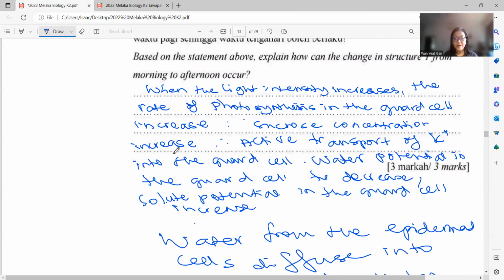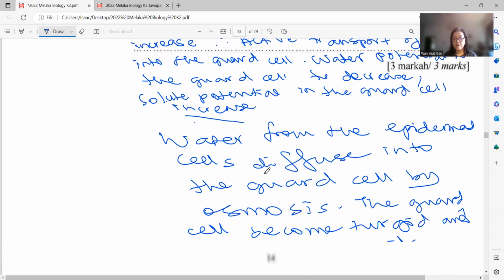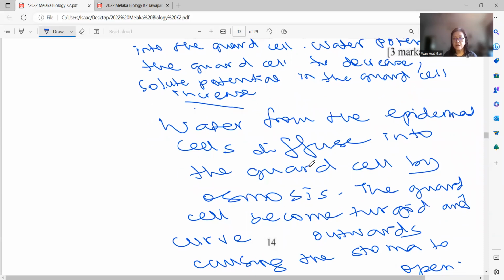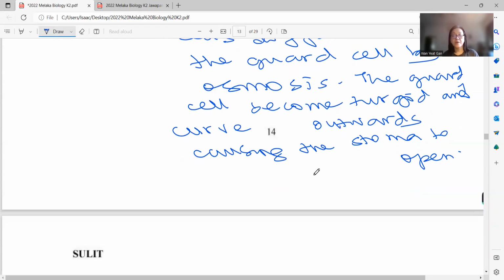Okay, so when light intensity increases, the rate of photosynthesis in the guard cell increases, and sucrose concentration increases. At the same time, the active transport of K+ into the guard cell will occur. So the water potential in the guard cell will decrease, and the solute potential will increase. Therefore, water will diffuse into the guard cell by osmosis, and the guard cell becomes turgid and curves upward, causing the stoma to be open.